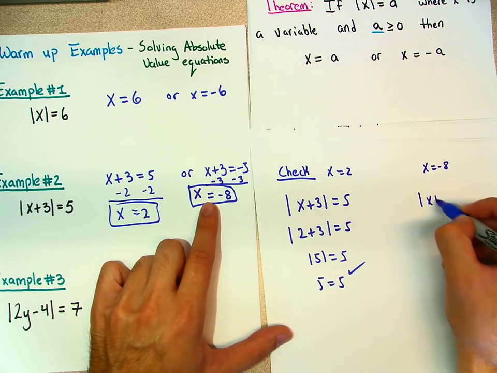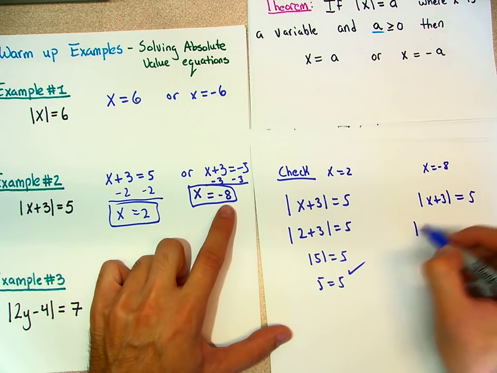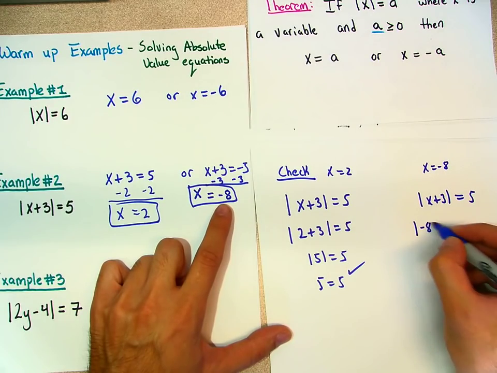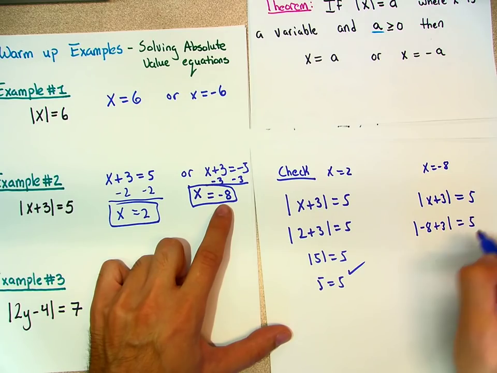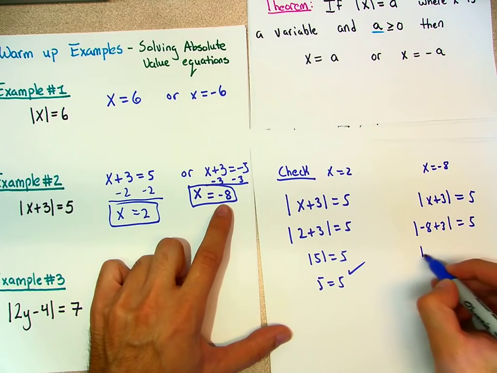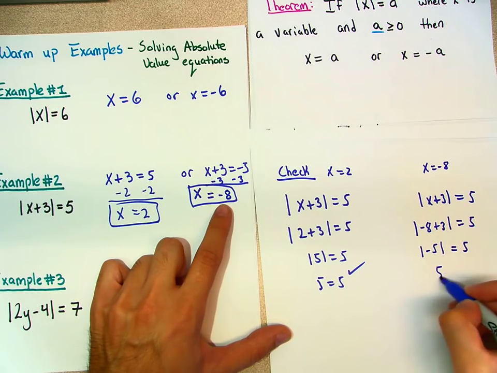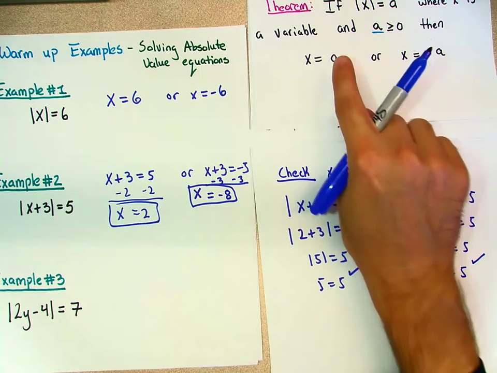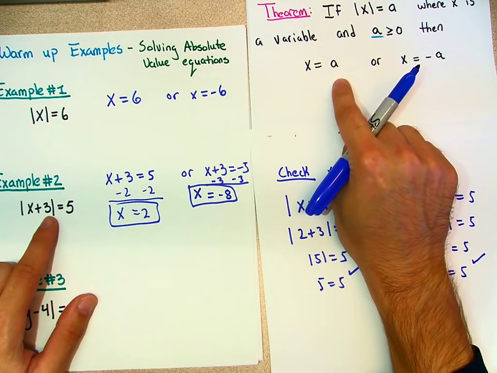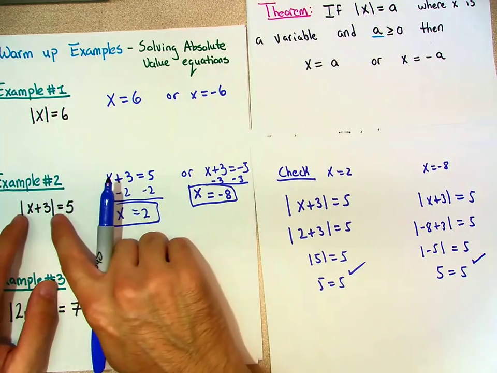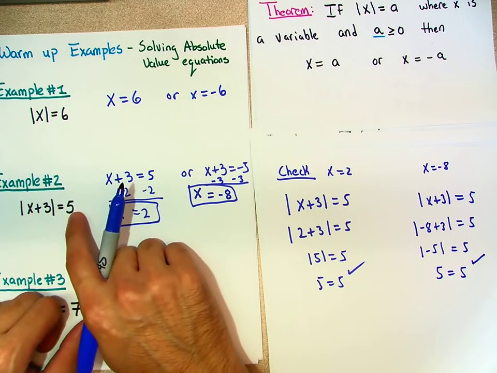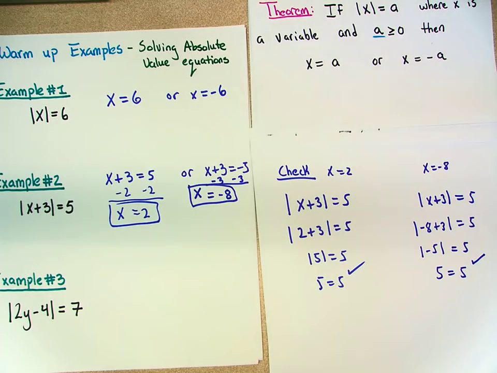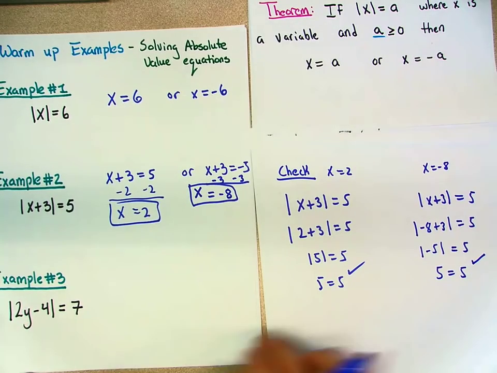So if I have the original absolute value of x plus 3 equals 5, now I substitute this negative 8 in here. So negative 8 plus 3, absolute value equals 5. Negative 8 plus 3 is negative 5. Does the absolute value of negative 5 equal 5? 5 equals 5. Check. Okay? So that's what you're doing. When you're solving these equations, you want to get this absolute value by itself so you can break it into two. Okay?